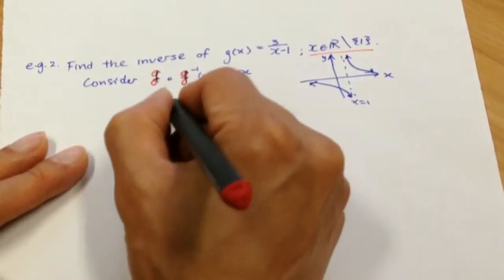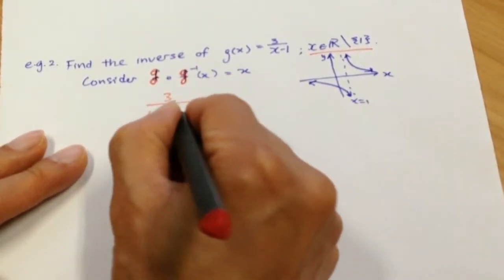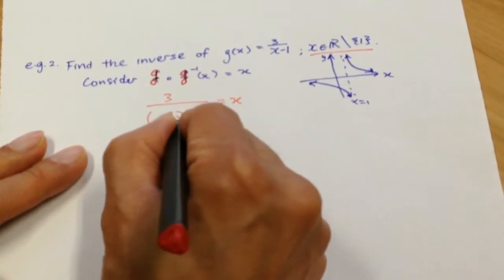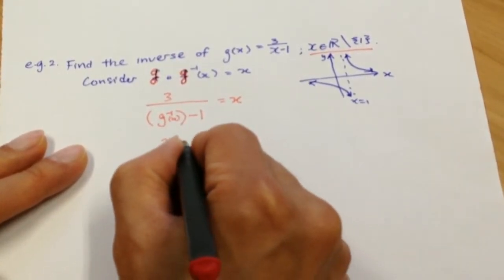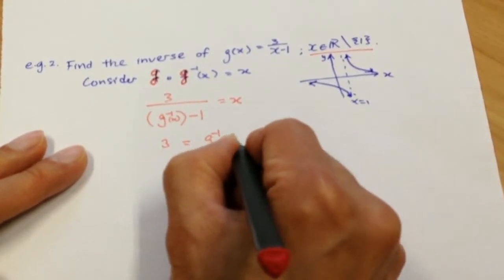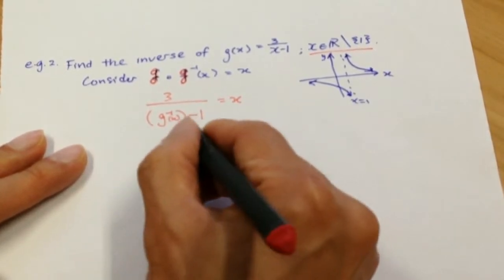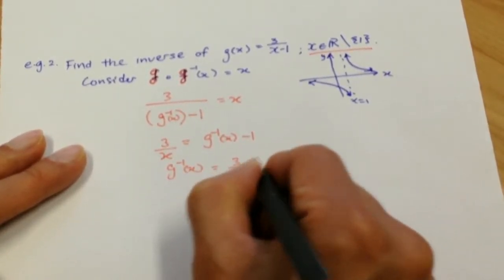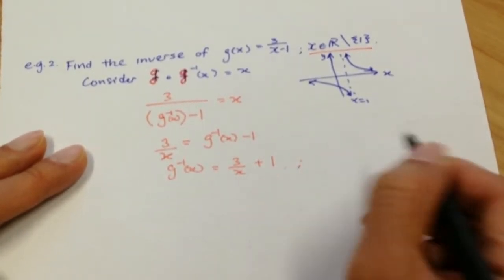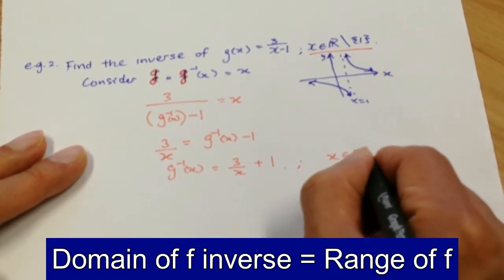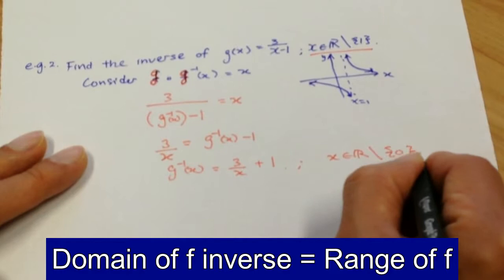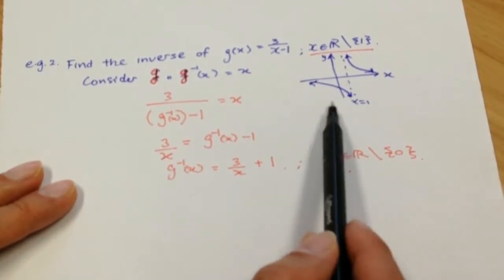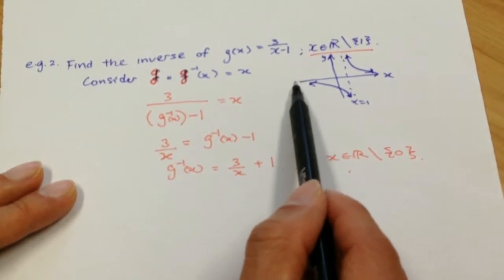Right? So then 3 over big bracket x minus 1 is equal to x. And inside the big bracket, we put g inverse of x. Therefore, 3 is equal to g inverse of x minus 1 over x. Basically, these two switch places. Therefore, g inverse of x is equal to 3 over x plus 1. And the domain of this is x, all real numbers except 0. All right? And this will be consistent with the range of the original function, because in the original function, the range is all real numbers except y equal to 0.